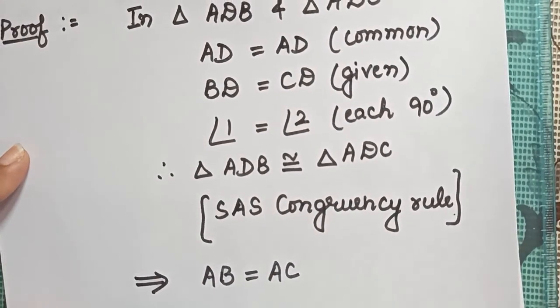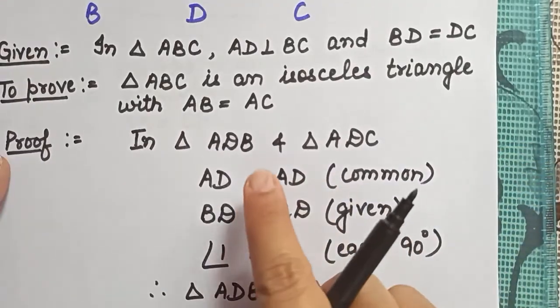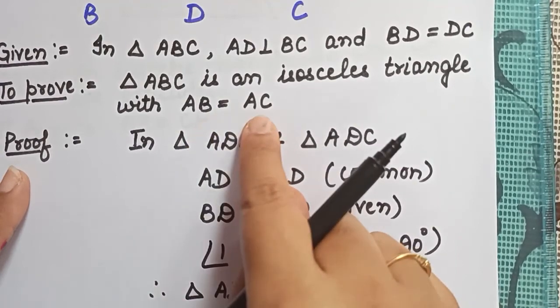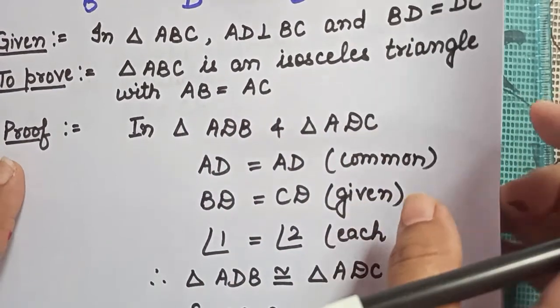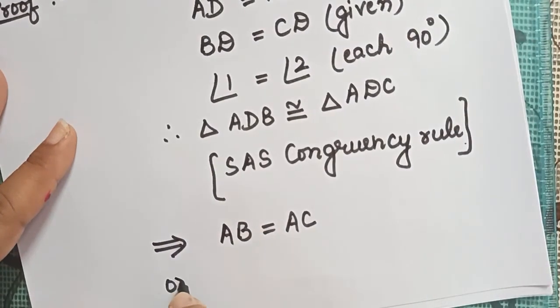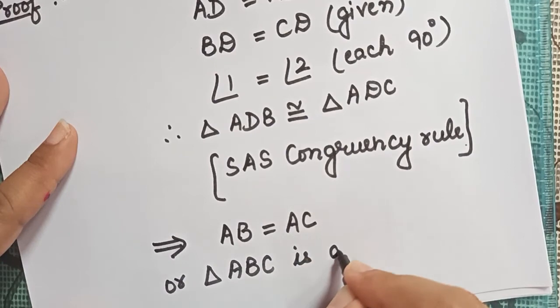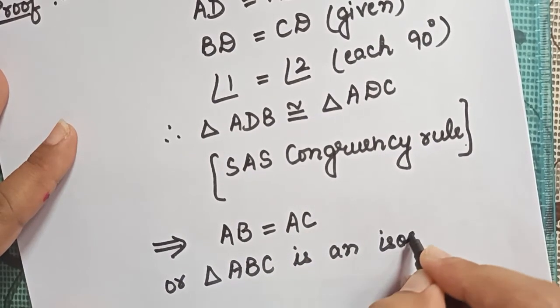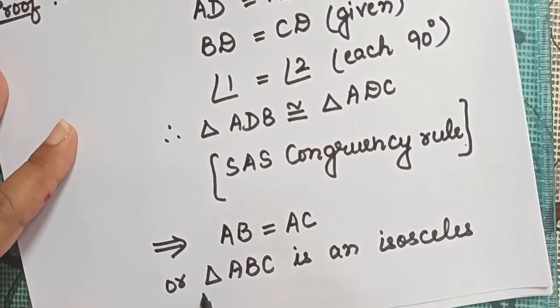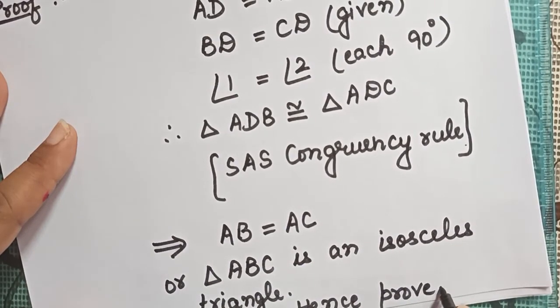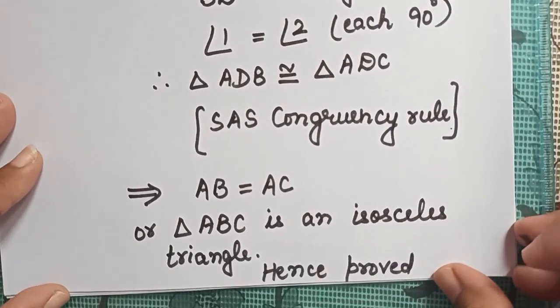Is this what we had to prove? Yes, we need to prove AB is equal to AC, and if any two sides of a triangle are equal, we know that it is an isosceles triangle. So write down: triangle ABC is an isosceles triangle. So we can say that it is an isosceles triangle and hence proved. I hope this second question is also clear to you.